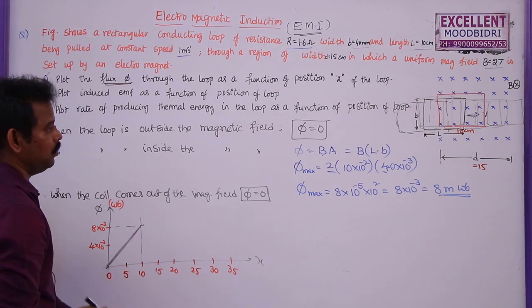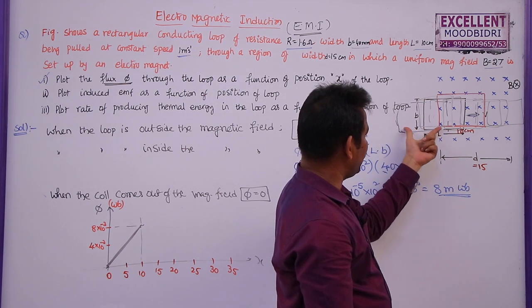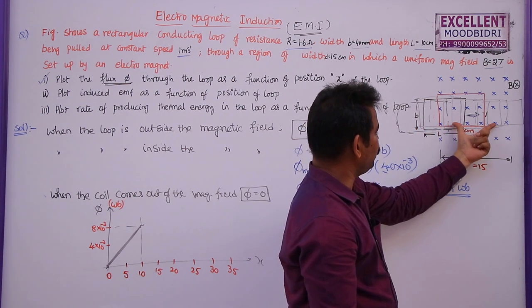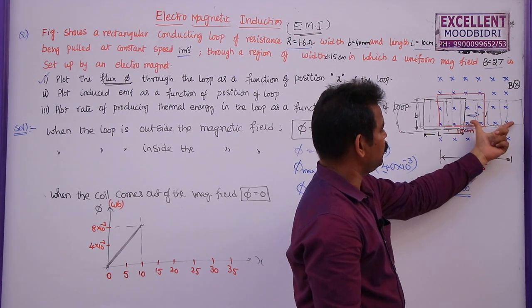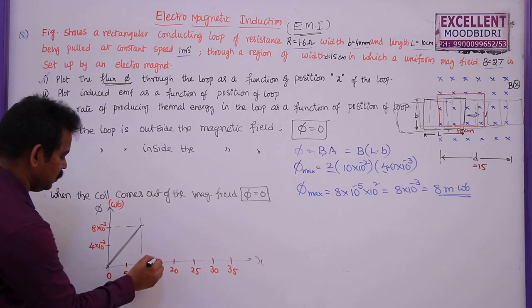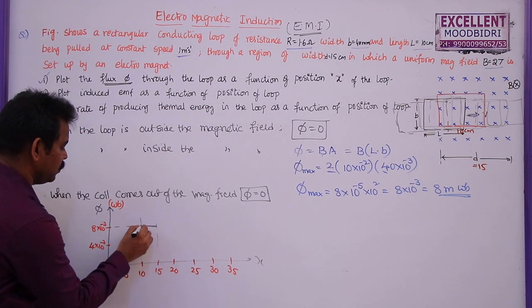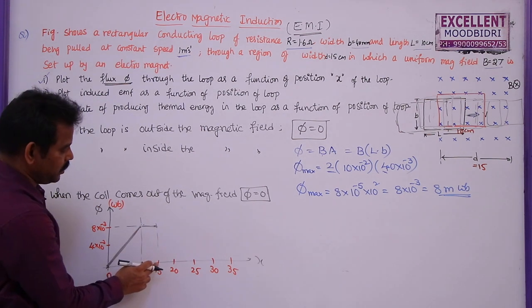After that, when the coil travels to this one, it is 0, 5, then 10, then 15. When it is 15, the magnetic flux will be maximum. Then when it comes to 20, the flux will decrease here. So this will be maximum only up to 15. So in this region, till x is equal to 15, the magnetic flux will be maximum.